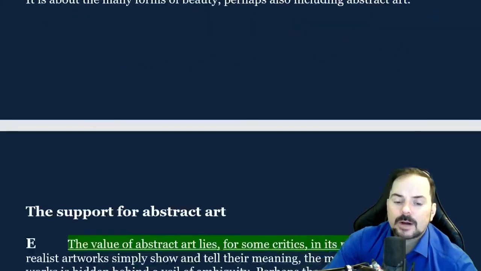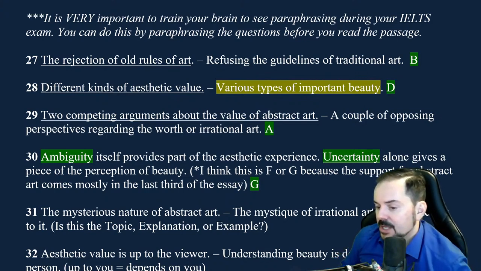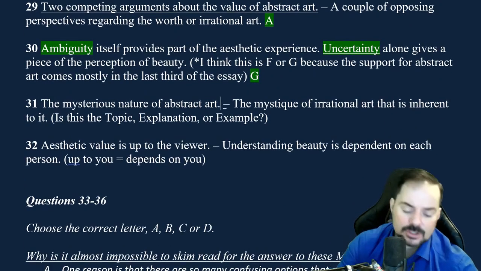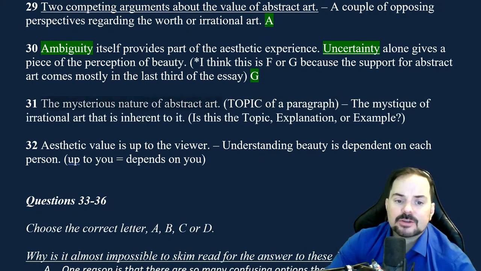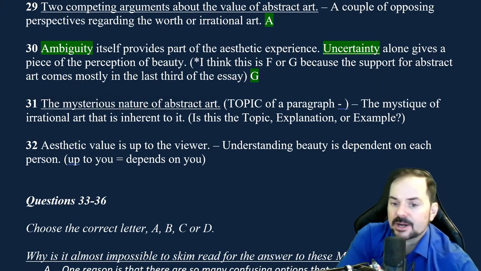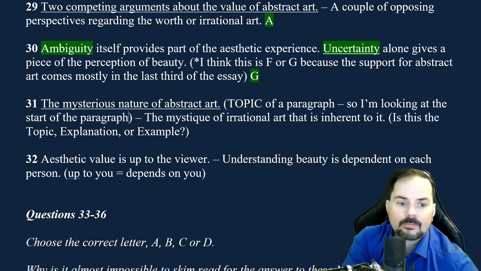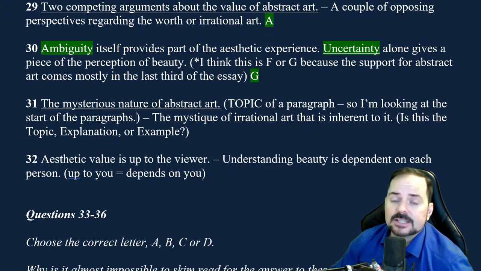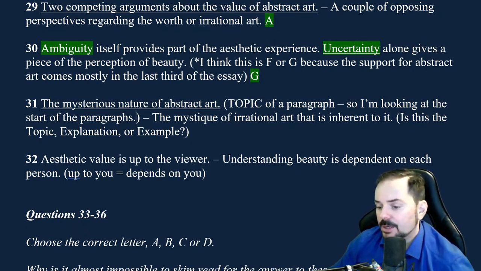Okay, when you identify what part of information you're looking at in these questions, it becomes much faster to figure out where you should be looking for the correct answer. Is that clear, everybody? So here, with number 31, I can identify that this is the topic. Okay, so the mysterious nature of abstract art is the topic of a paragraph. So I'm looking at the start of the paragraphs. Okay, that can be, again, really helpful. So using good understanding of passages, essays, essay writing, and logic will really help you to do a lot better in the exam. So again, this is a very important tip, right? Okay.